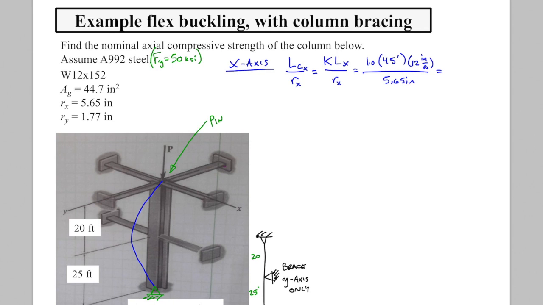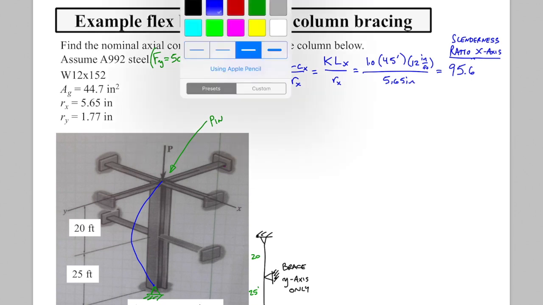And I get a ratio, this slenderness ratio. Right, this is the x-axis only. Slenderness is 96.5. Now there's no units, right? It was inches per inch. That's crossed out, so no units. It's just a ratio. It's a slenderness ratio. What do I need to do with that?